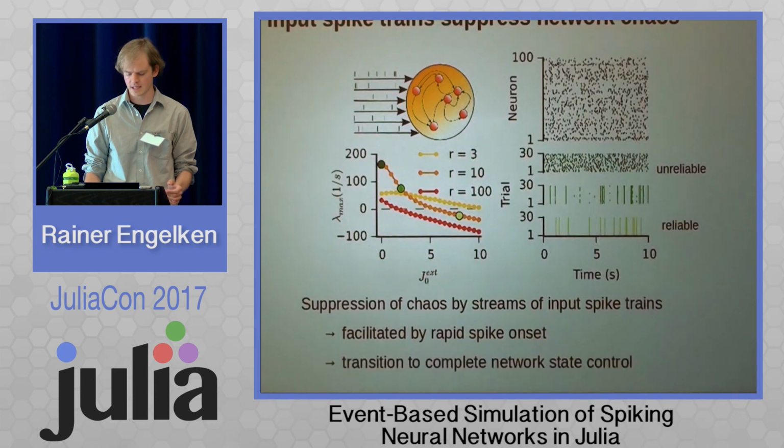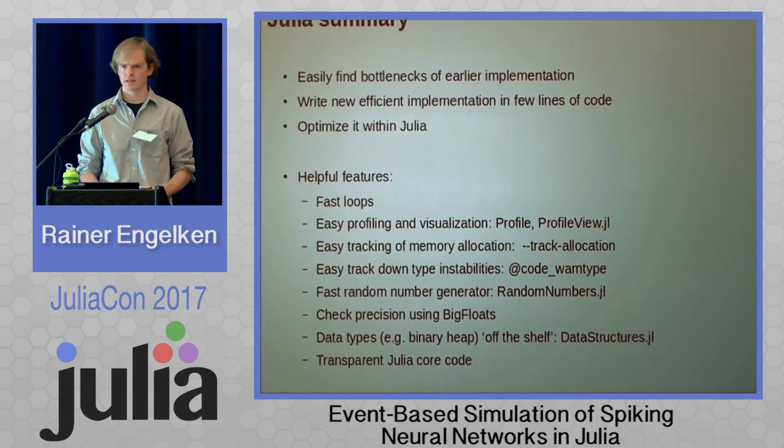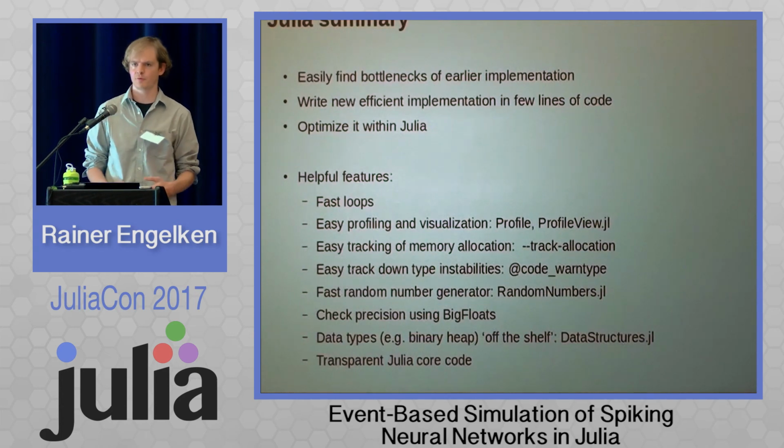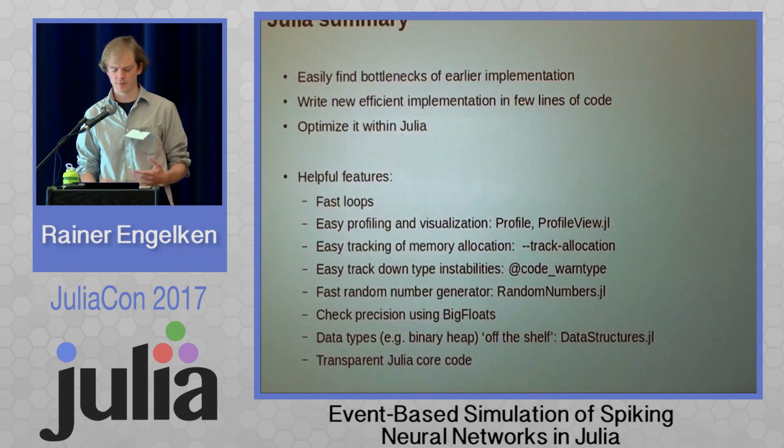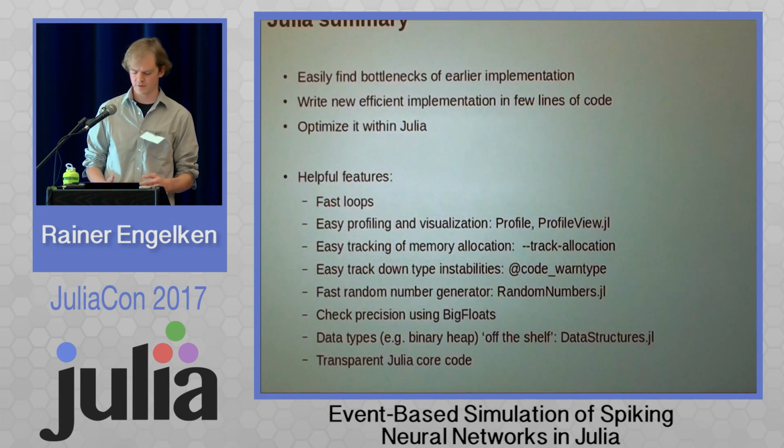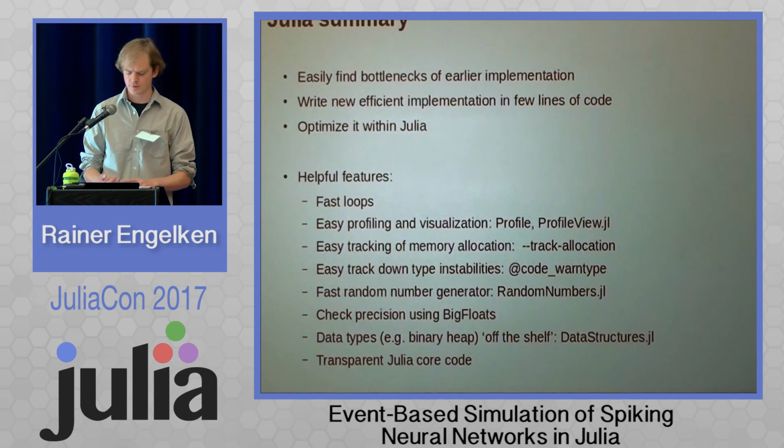Just to finalize, my Julia experience: Julia was very helpful to find bottlenecks of the earlier implementation and write a new efficient implementation in very few lines of code and optimize it within Julia. Helpful features for me as a Julia user, not a Julia developer, were that there are super fast loops, easy profiling and visualization, easy tracking of memory allocation and type instabilities, a fast random number generator, checking the precision using big floats, and the data type I needed, the binary heap, was available directly off the shelf. Of course you could run all this also in C++, but you probably could not do it in 100 lines of code.